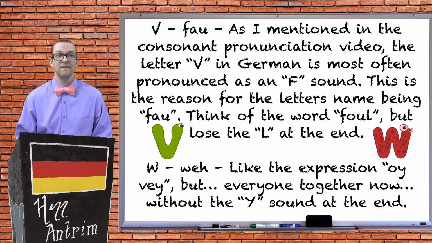Fau. As I mentioned in the consonant pronunciation video, the letter V in German is almost always pronounced as an F sound. This is the reason for the letter being named fau. Think of it as the word foul, but again, lose that L at the end and you just end up with fau. Weh. Like the expression oh weh, but again, don't have that Y sound at the end.